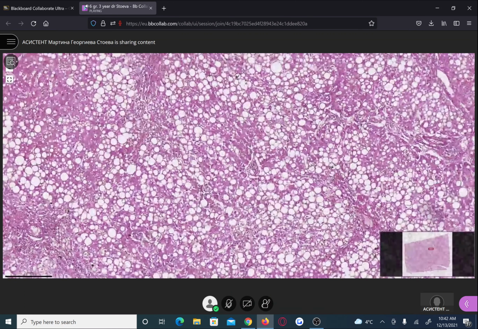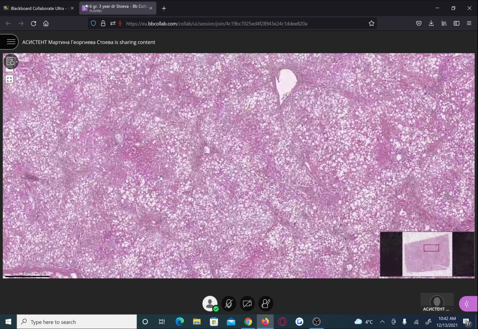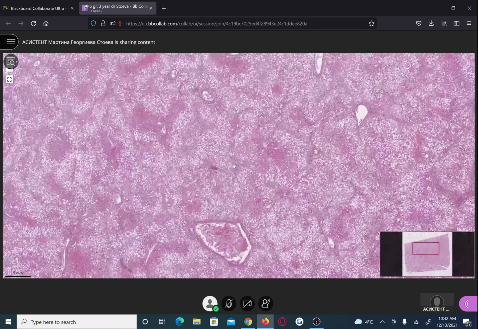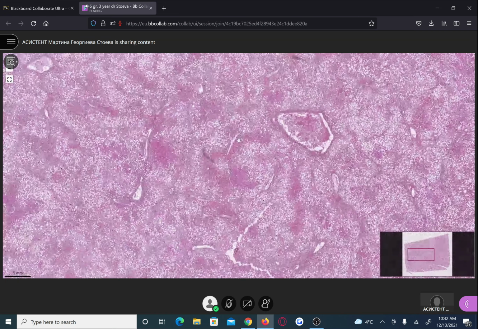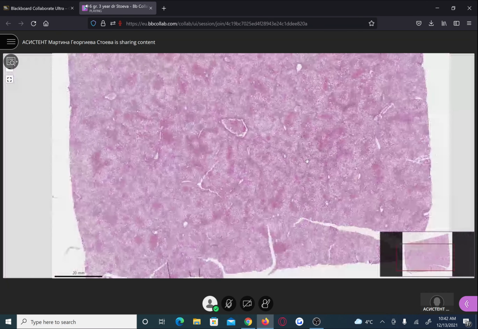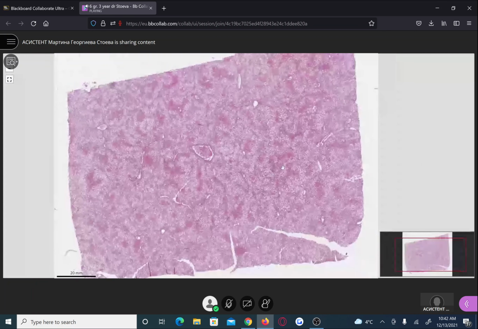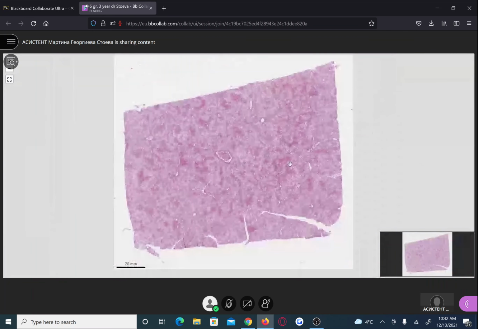And after you describe the slide, you can be asked about different causes for steatosis. You know, it could be diabetes mellitus, alcohol consumption, obesity as well.